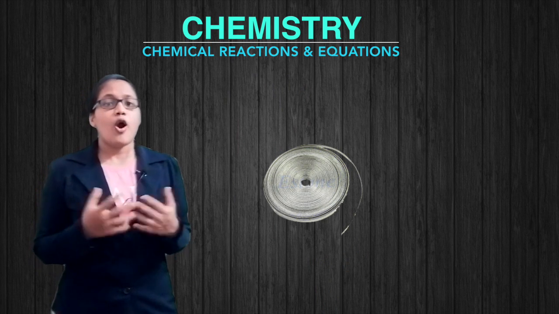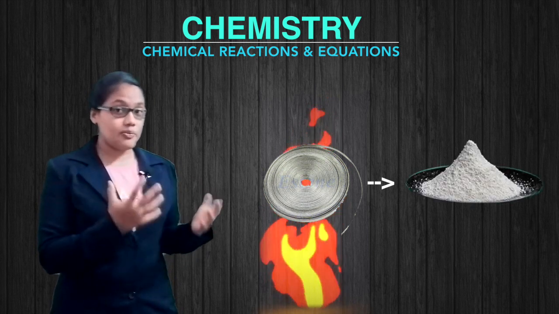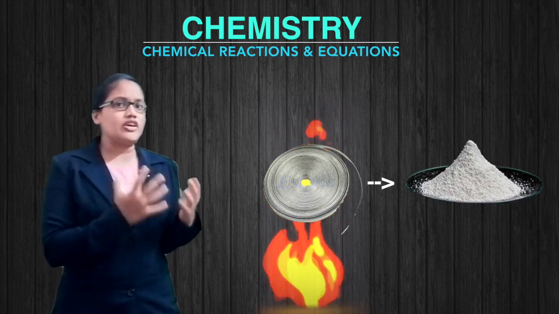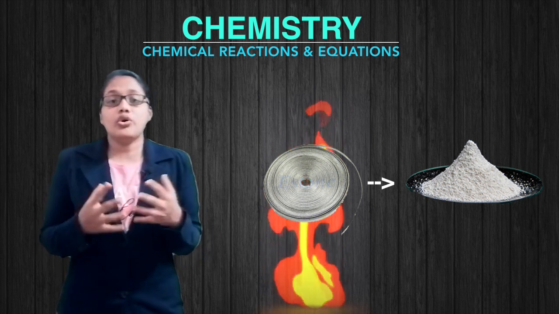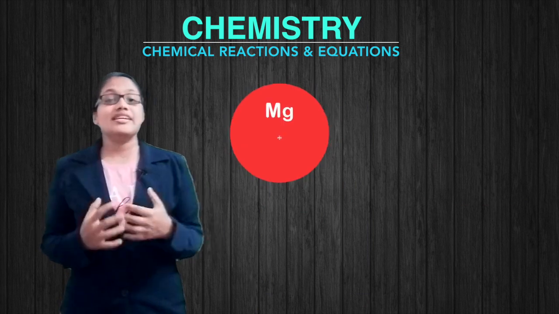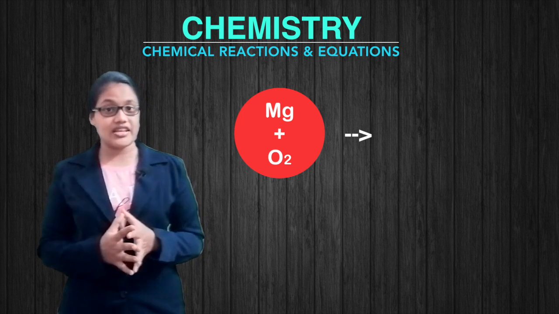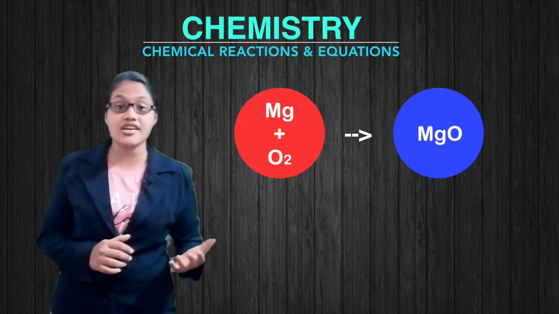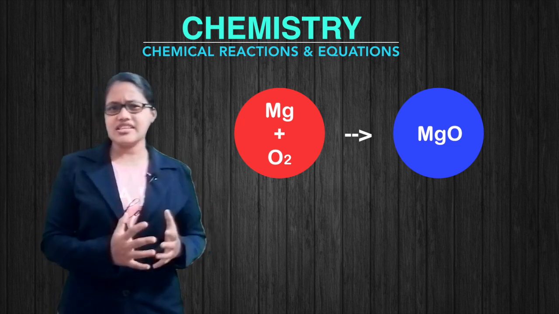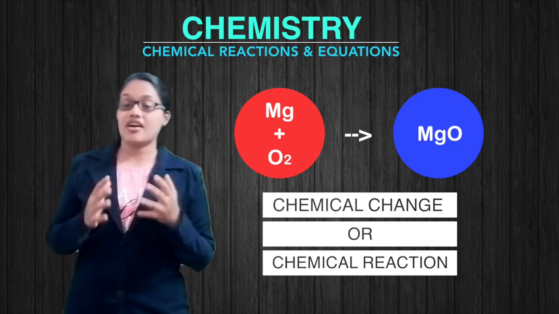So here I have a magnesium ribbon. On heating this magnesium ribbon, we obtain white powder. So usually we call such white colored powders ash. On heating, the magnesium ribbon combines with the oxygen present in the air and gives us magnesium oxide, which is the white powder or the ash we get here. This is an example for chemical change or a chemical reaction.